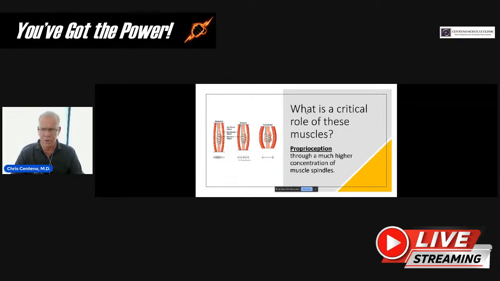One of the critical roles of the upper cervical muscles, in addition to balancing the bowling ball on top of the stick, meaning your head on top of the neck, is proprioception. Proprioception is position sense, and they're really a major position sensor for the head on the neck. That information gets coordinated with information from the eyes and the inner ear to provide normal balance. And here's some interesting data on how involved these muscles are in proprioception.